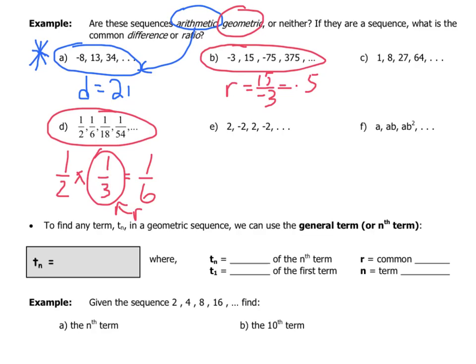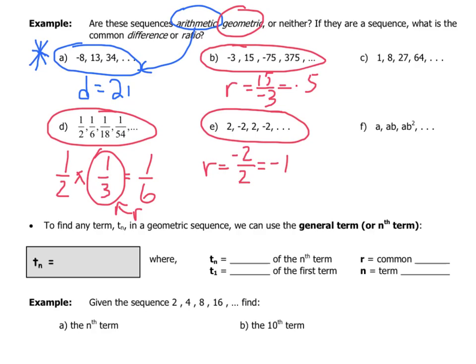Well, you might be surprised to discover that E is geometric. How can that be? Well, what am I multiplying by to get from term 1 to term 2? Let's see. The ratio between term 1 and term 2, take term 2 divided by term 1, gets me -1. And in fact, if you look carefully at this sequence, I'm multiplying by -1 every time. 2 times -1 gives me -2. Times -1 gives me +2. Times -1 gives me -2, and so on and so forth. So in fact, this is a geometric sequence.